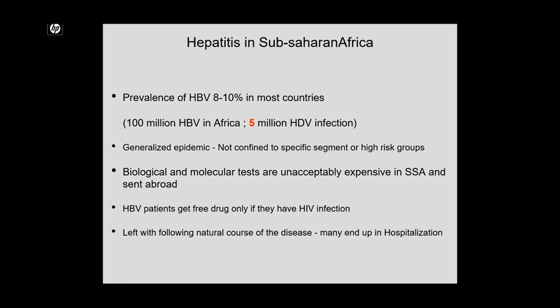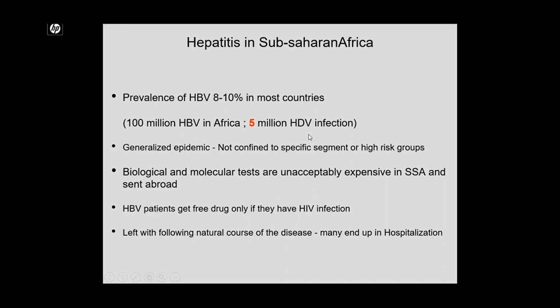So when it comes to hepatitis in general, in Sub-Saharan Africa the prevalence is thought to be around 8 to 10% in most countries. Some say 60 to 65 million people, and current extrapolations say it could be around 100 million. From these, 5 million or more could be affected with hepatitis delta virus infection.